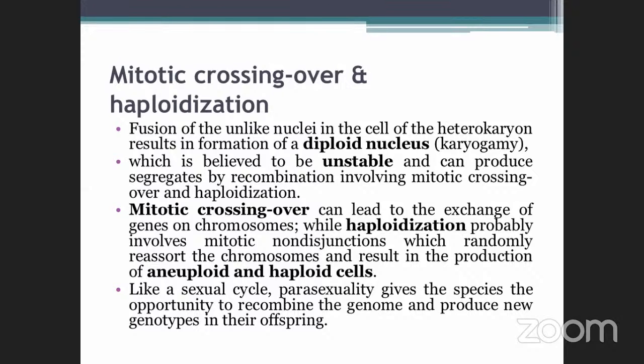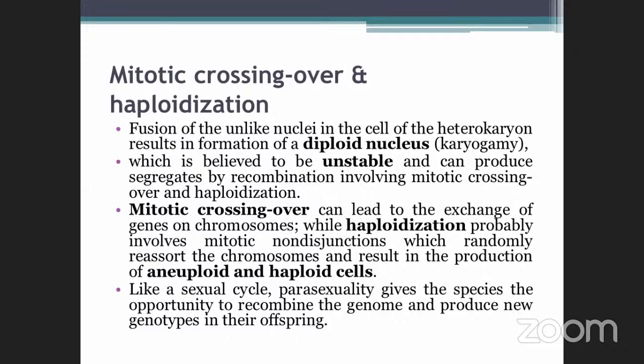Mitotic crossing over can lead to the exchange of genes onto the chromosome. And haploidization probably involves mitotic disjunctions, which randomly reassort the chromosomes and result in the production of an aneuploid or haploid cell. So, like the sexual cycle, the parasexual cycle gives the species the opportunity to recombine the genome and produce new genotypes in their offspring.